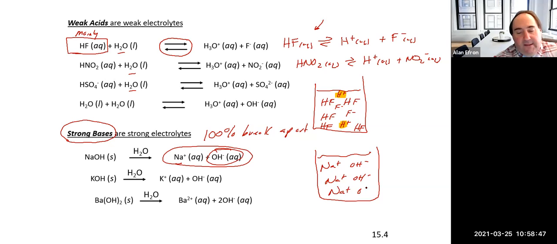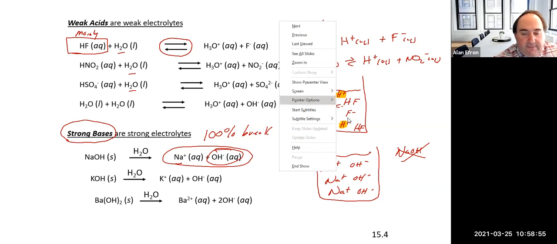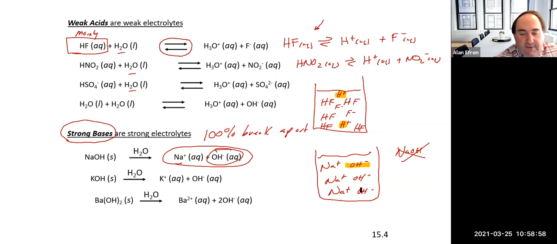You have none of the NaOH units still together. And again, just by it going for a swim, it is going to produce a lot of free OH minus in that solution. Again, remembering that the greater the OH minus concentration, the smaller the H plus concentration, and the higher the pH is. And again, that's why it's considered a strong base.